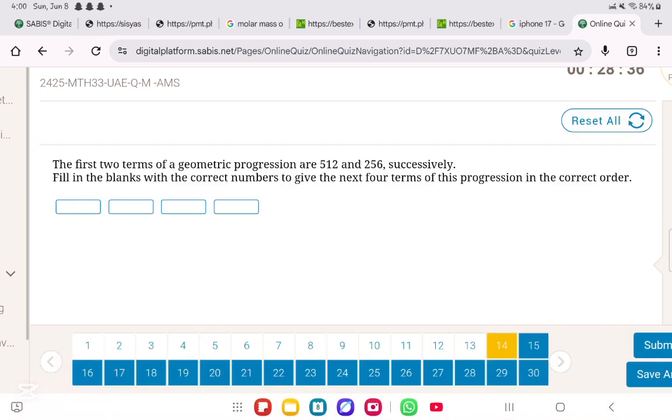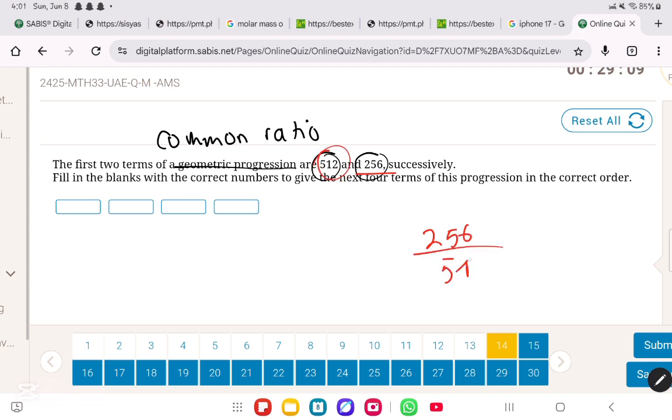We move on to question number 14. They said the first two terms of a geometric progression are 512 and 256 successively. We're dealing with geometric progression. That means whenever we deal with a geometric progression, we should have a common ratio. So how do we find our common ratio? Usually it's second term divided by the first term, or next term divided by the previous term. So in this case, the second term is 256 divided by the first term, which is 512. It will give us an answer of 1/2.